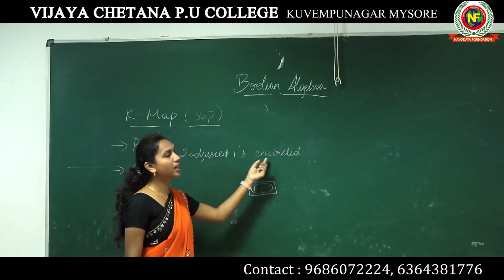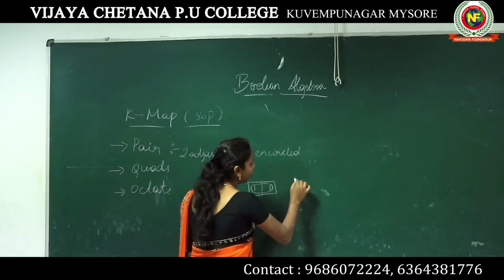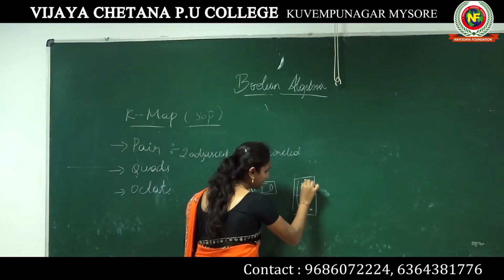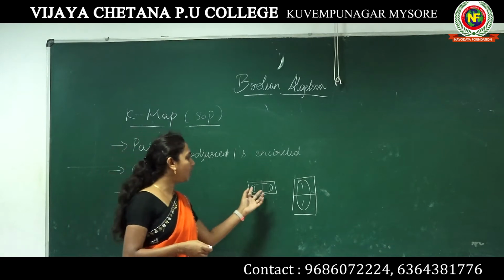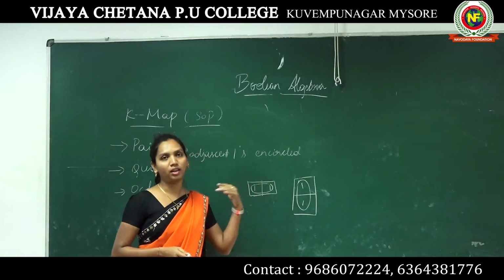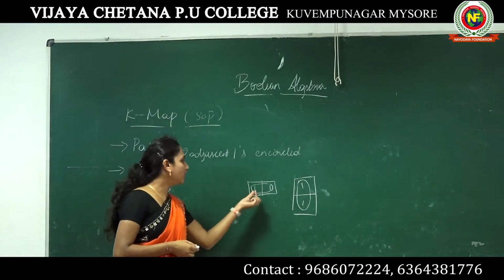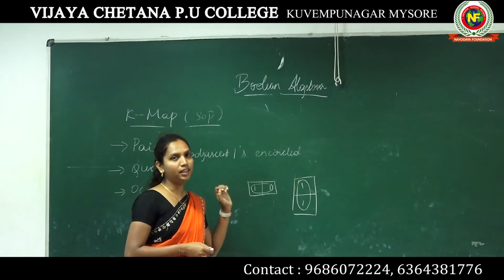2 adjacent ones encircled, that is a pair. Okay. So it is in a vertical form. How is it now? Like this. So this is a pair. This is a pair. How we get the 1s and 0s, you will learn later, how the 1 comes like this, in a later topic.